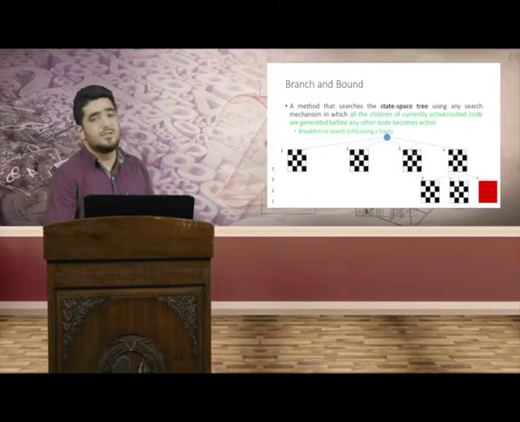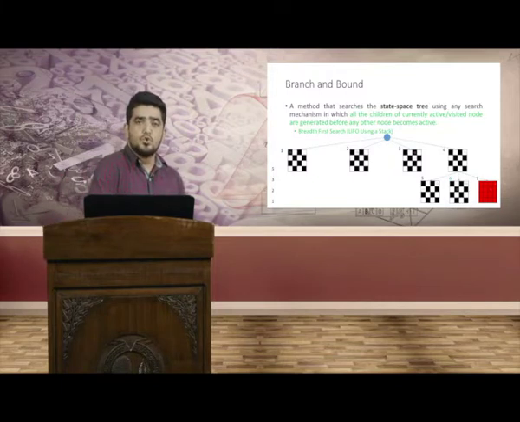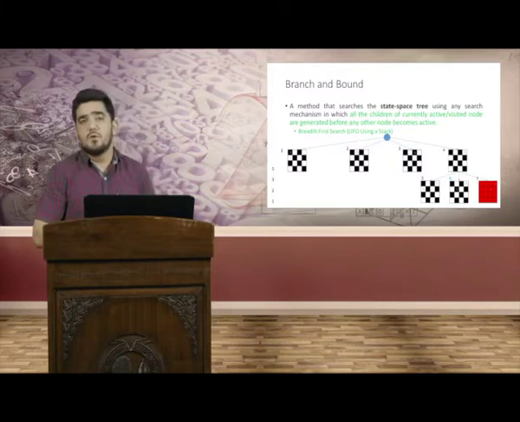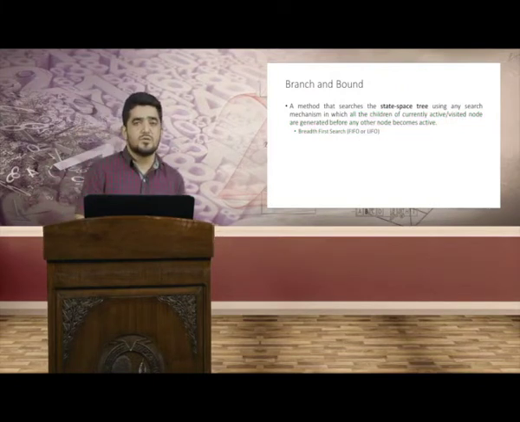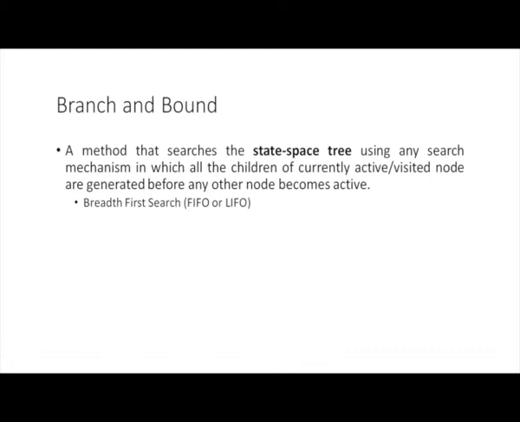So these are the 2 techniques that we can use to search the state space tree for a branch and bound solution. Obviously both of them are basically breadth first search techniques. However, they are implemented in different ways. One uses a queue, another one uses a stack. So the first point for this branch and bound solution is clear. It generates all the children of the currently active node before any other node is made active.